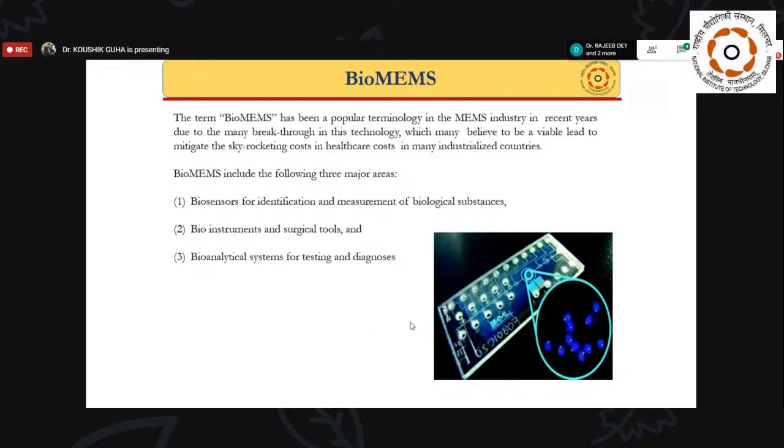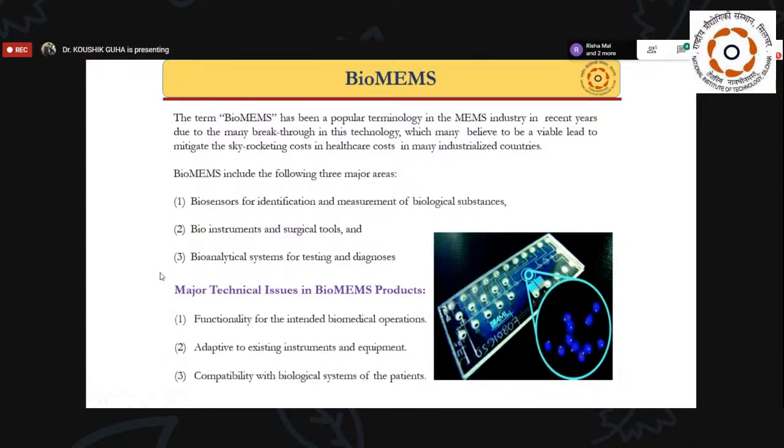Biomems generally include three major areas: biosensors for identification and measurement, then bioinstruments and surgical tools. Nowadays doctors are using this type of highly precise surgical tools in their operation theater. Then bioanalytical systems for testing and diagnosis.